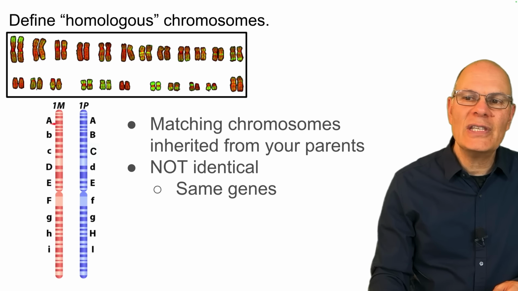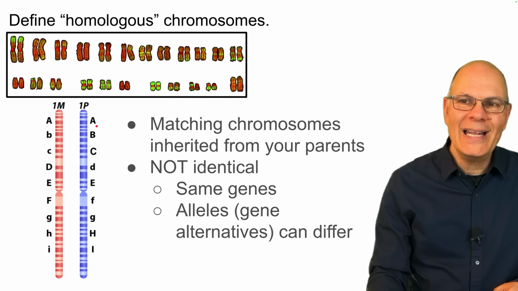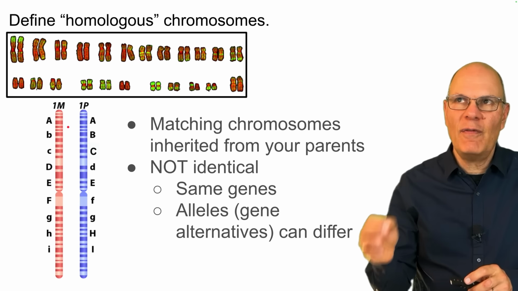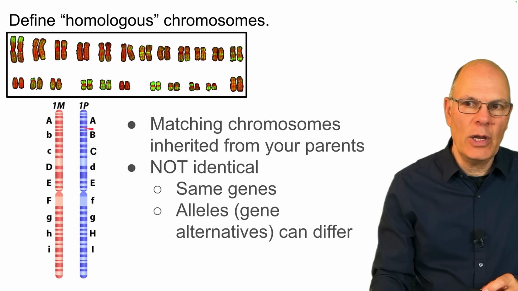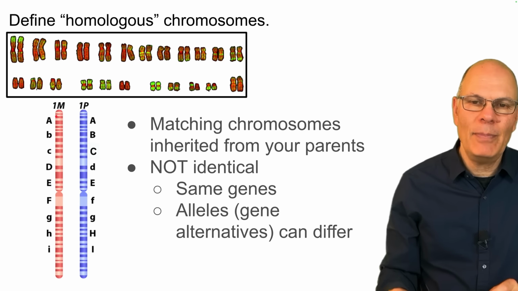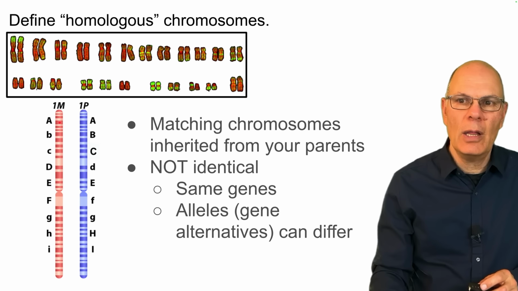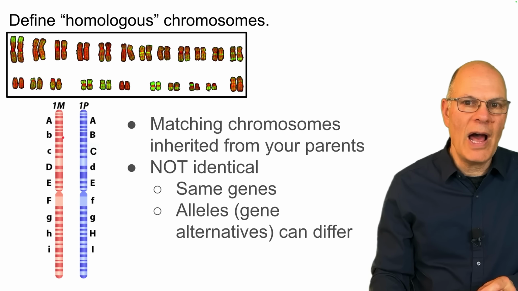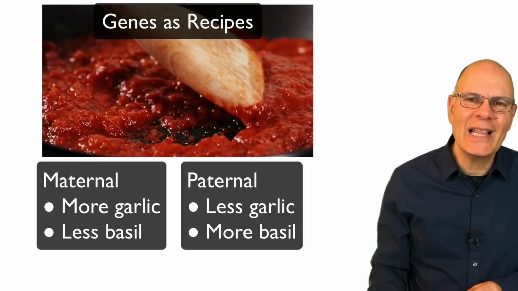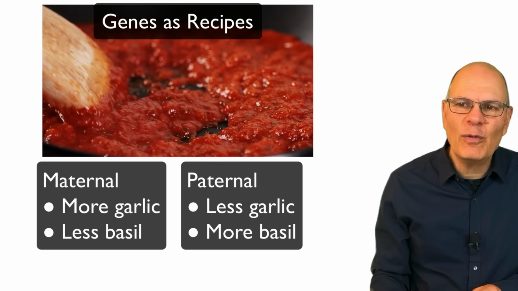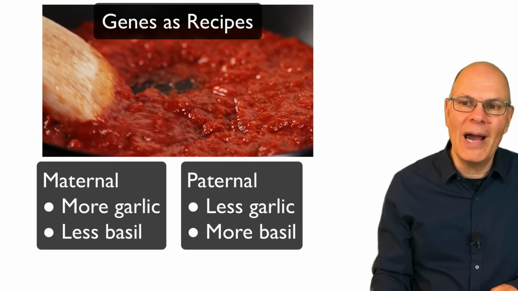They do have the same genes in the same order, but the alleles, the specific code that is in the location where those genes are found, that might be different. Let's use the analogy of a gene as a recipe. Well, the one that you inherited from your mom, if that were a recipe for tomato sauce, maybe that one has a lot more garlic, and the one that you inherited from your dad, that might have a lot more basil in it.